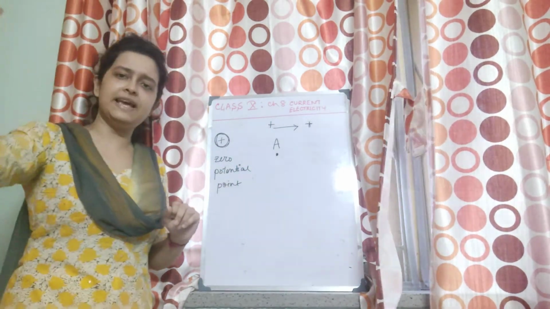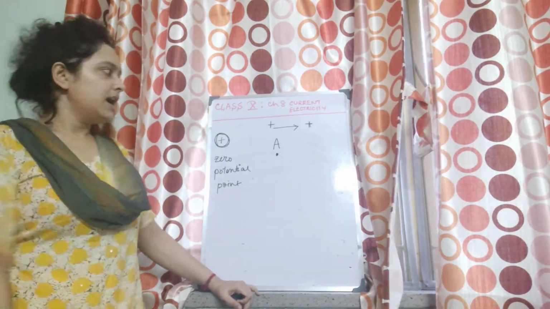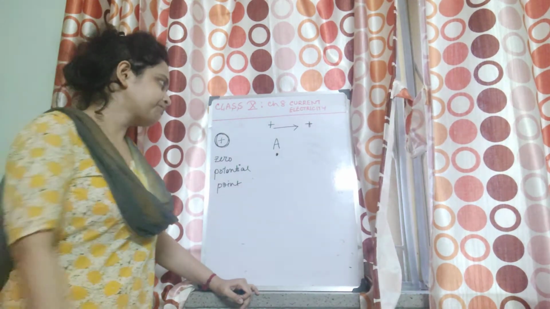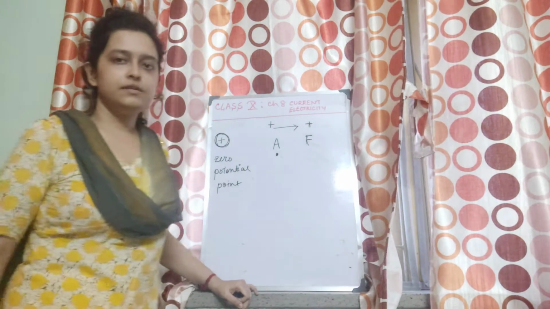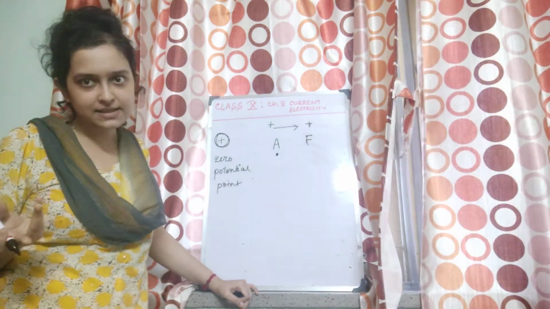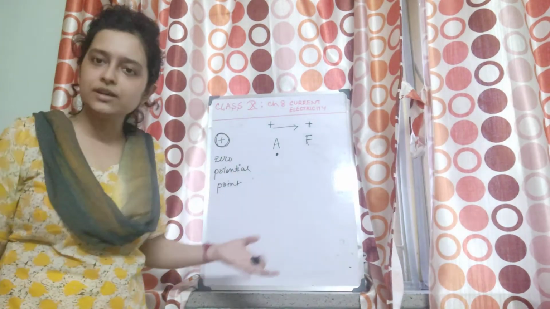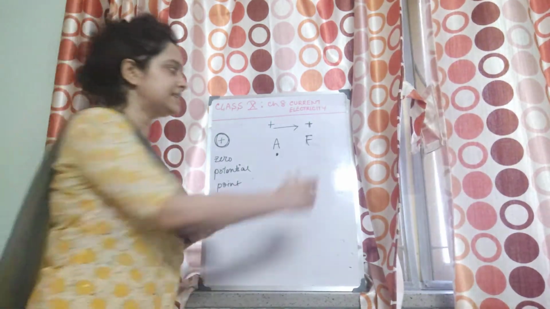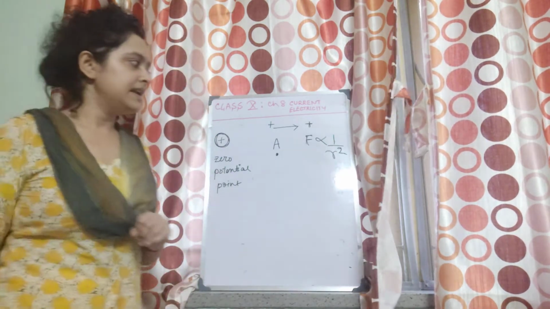What is a zero potential point? At which place is the potential zero? Where the work done will be zero. Just imagine, electrostatic force is a non-contact force, right? Because it will act even if the two charges are not in direct contact. What have we learned for the non-contact forces? It is inversely proportional to the square of the distance.